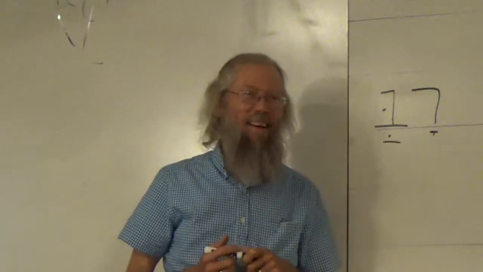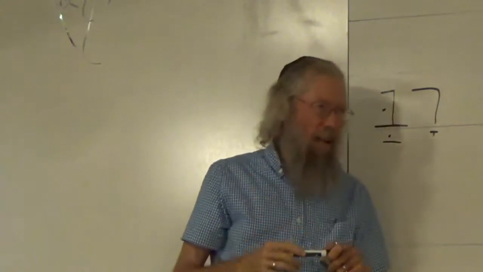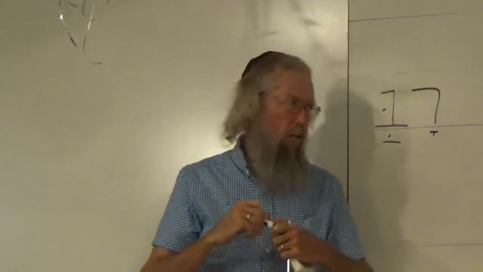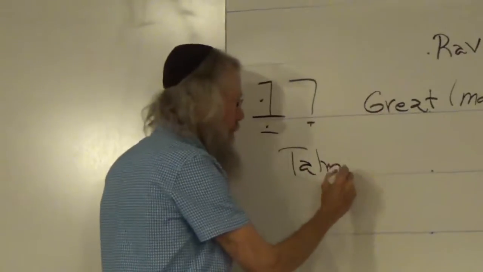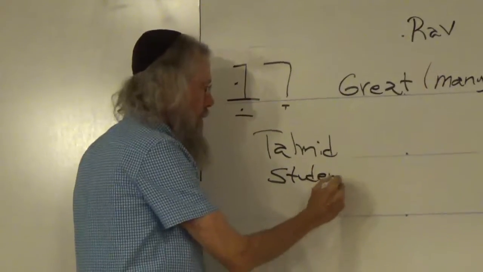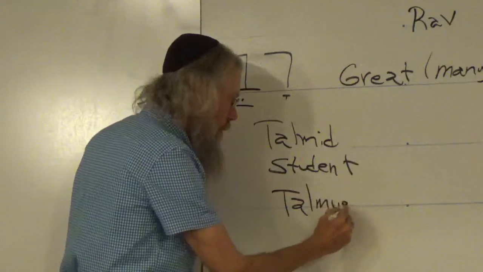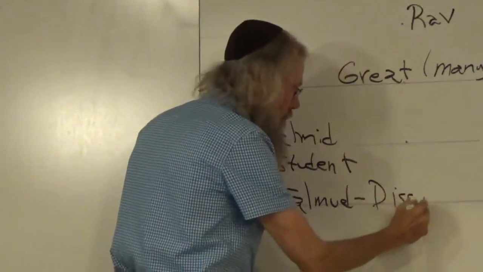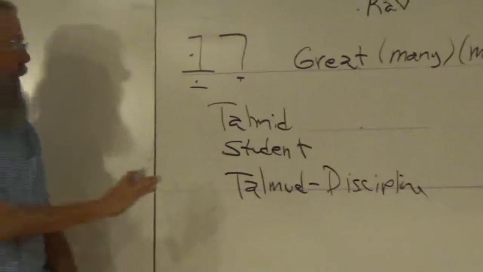So they were Talmidim, meaning they were students. You have Talmid, which means student, and it comes from Talmud, which means discipline. All that has to do with Ravi.